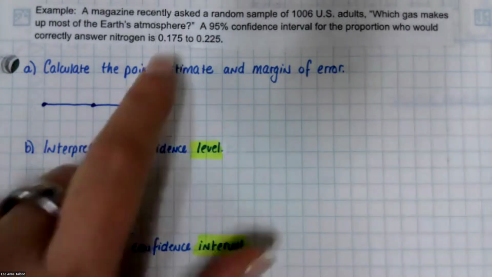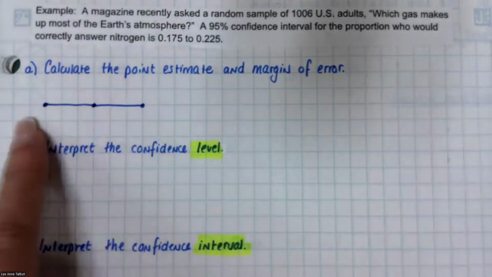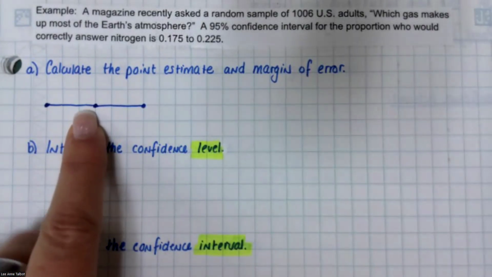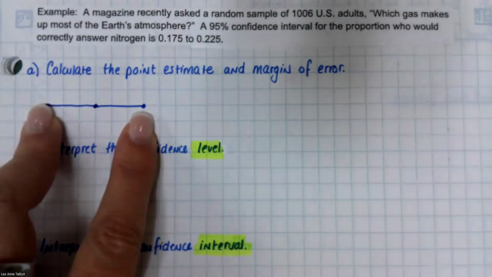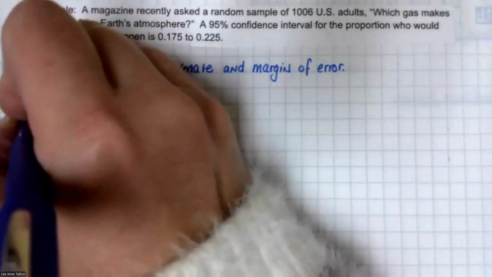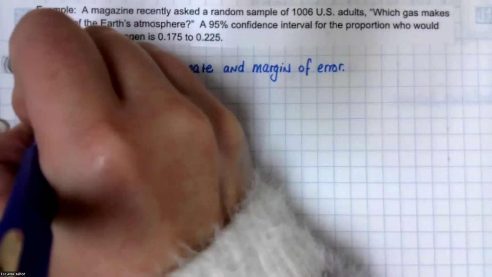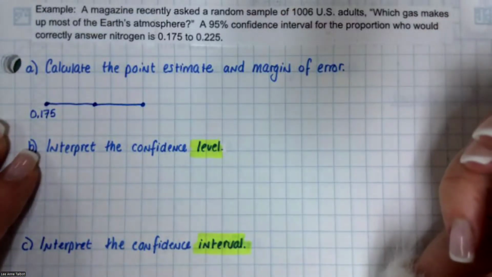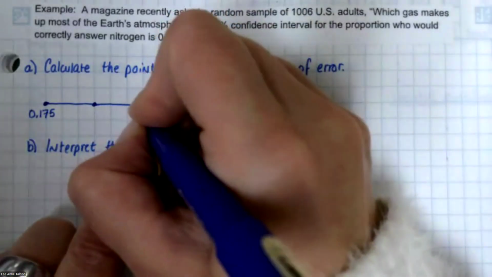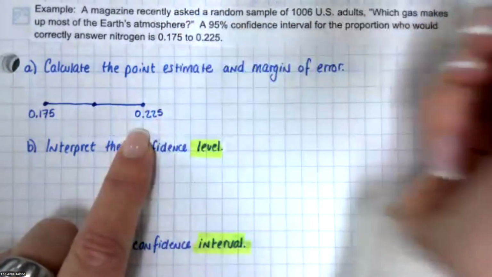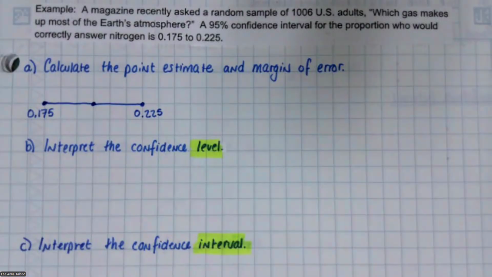So it's telling me this is my interval. This is the shape of every interval. The center is symmetric to the two ends. The low end is 0.175, and the high end is 0.225. And when it says calculate the point estimate and margin of error, it's simply asking you to find the middle and the wingspan. Does that make sense?